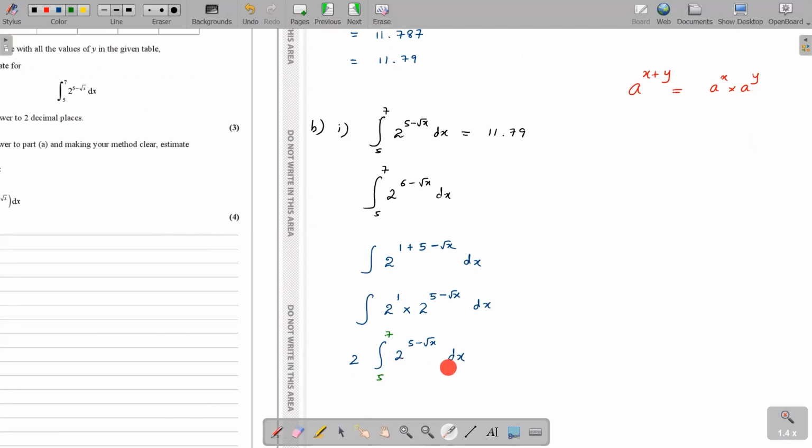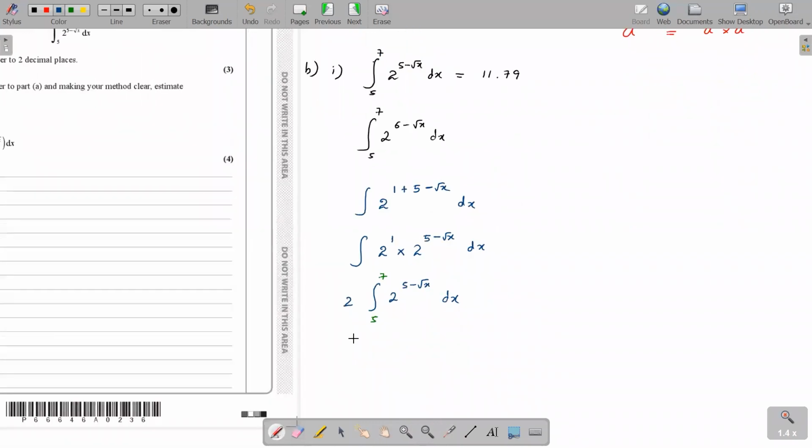So now is this something that's unfamiliar to us? This is the value that we found in part A. 2 to the power 5 minus root x integration from 5 to 7. Answer is already found, isn't it? 11.79. So the answer now becomes 2 times 11.79, which is how much? 23.58. So this is the answer. Try part B now.